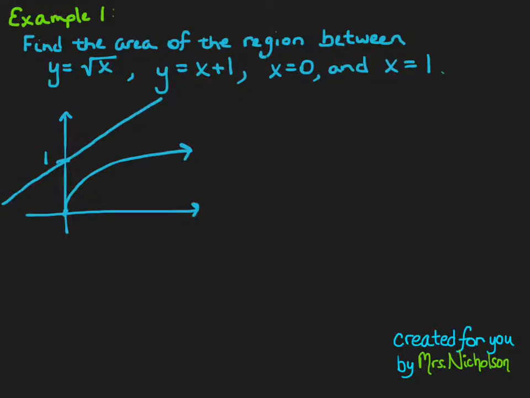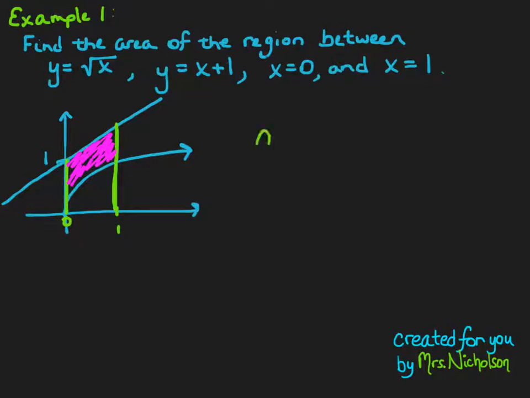And then x equals 0. So let me switch colors here. x equals 0, that's going to be that boundary there. And x equals 1, I'll say that's 1. And so that's going to bound off our region. So the area between those curves and between x equals 0 and x equals 1, well, that's this area right here. And so we want to find the area of that shaded region.